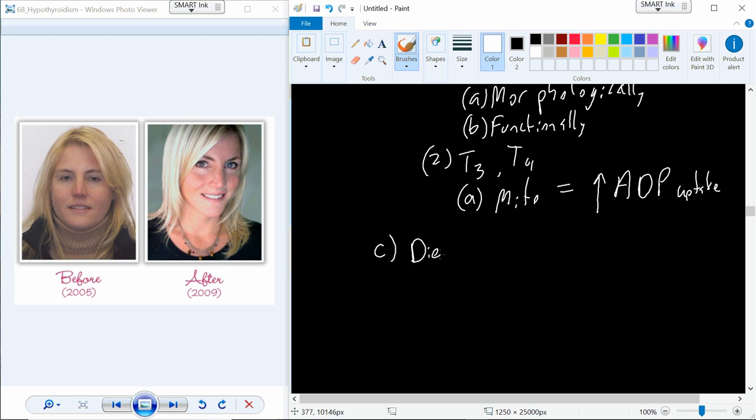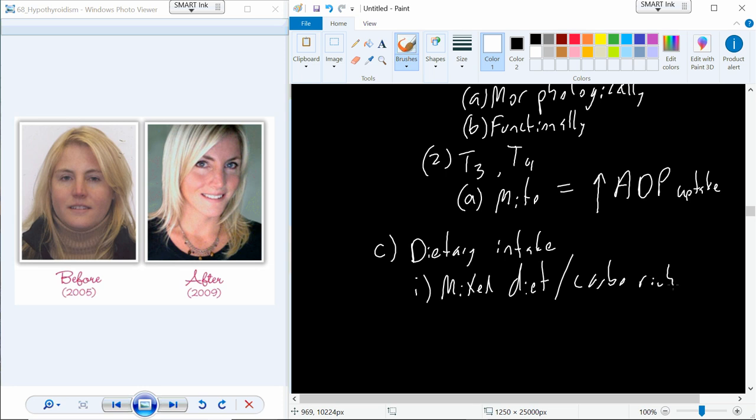So the thyroid hormones have also been shown to affect dietary intake. So one of the things that happens with what we would call a mixed diet versus a carbohydrate-rich diet is an increase in diet-induced thermogenesis.